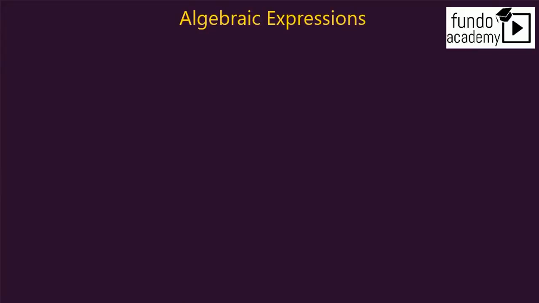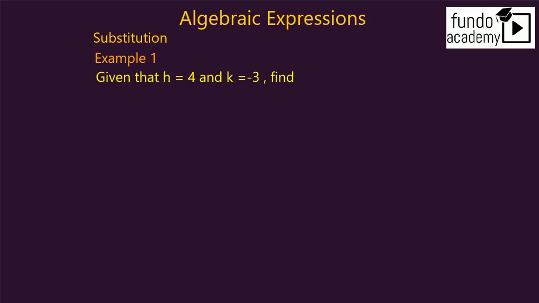Alright, in this video we're going to be talking about substitution with regards to algebraic expressions. Right, so I have an example here which we want to start with. In this example we have been given that h is equal to 4 and k is equal to -3, and we want to find 2h minus 3k on part A, and on part B we have k over h plus 1. We also have part C in which we have 3h to the power of k.